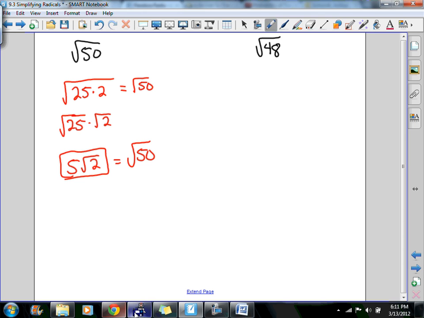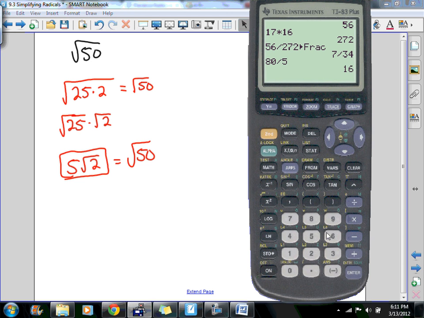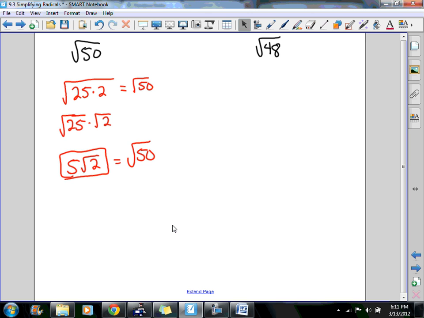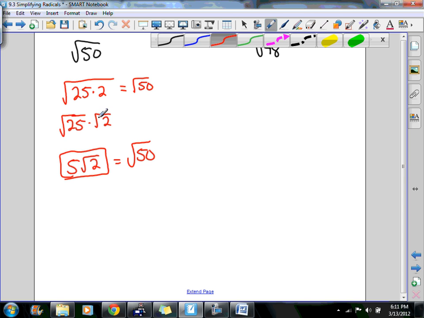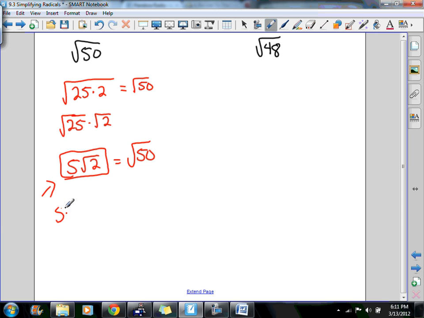Now, 5 square root of 2 is the same thing as the square root of 50. And we know that because if we took out a calculator and we typed in the square root of 50, it would give us this ugly decimal, 7.07. But if we did 5 times the square root of 2, it should give us the exact same decimal. And it does. So we've done it right. That's how we know we've done it correctly. This right here is the simplified version.